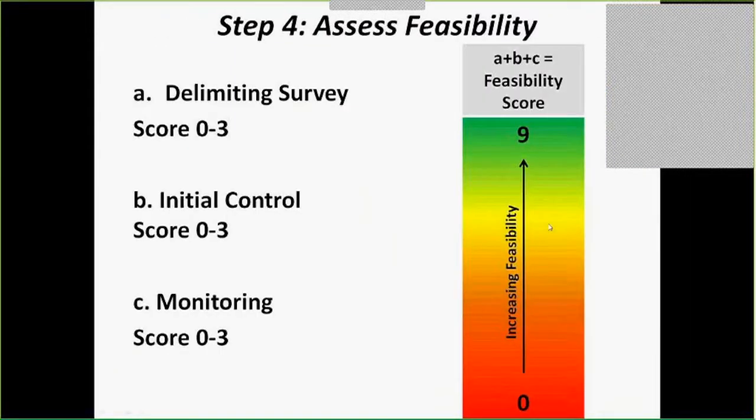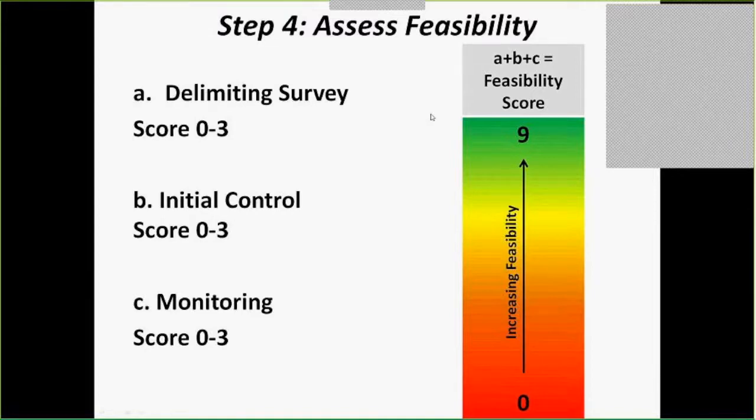Okay, and then similar to step 3, you just add up A, B, and C, and that gives you a feasibility score. Feasibility is scored from 0 to 9, with 0 being this is impossible, to 9, which is high feasibility. That would be your low-hanging fruit.